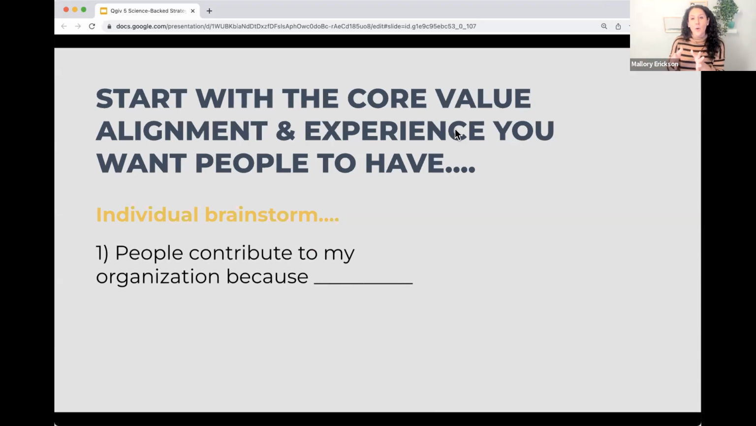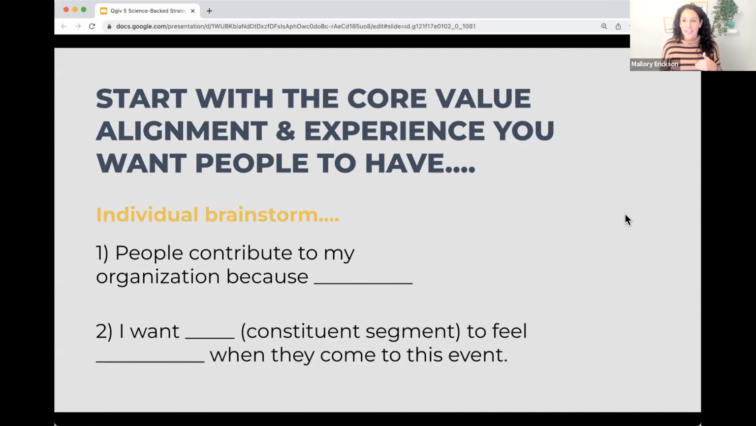You can brainstorm this individually. If some people want to throw this into the chat, I'd be super curious what you come up with, but I want you to answer this question. People contribute to my organization because... People contribute to my organization because, and I'll give you the second question as you're starting to think about this.